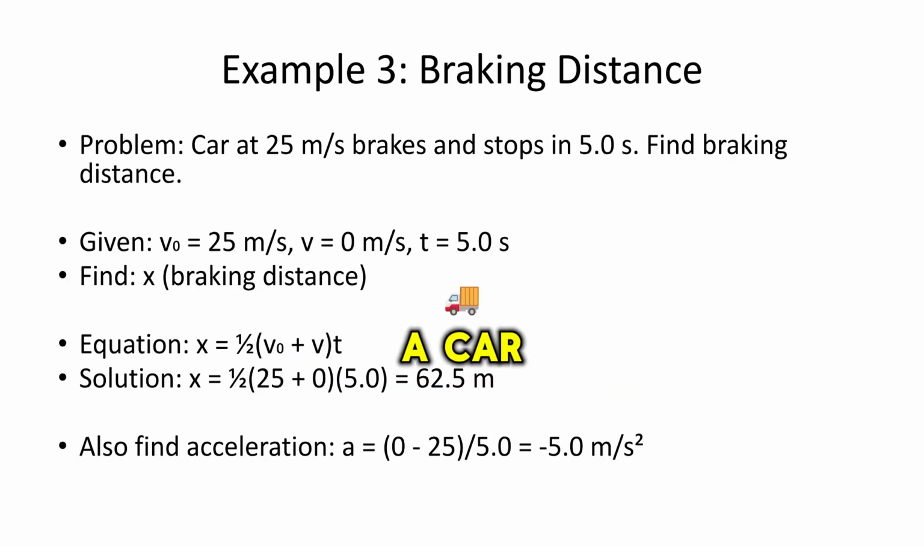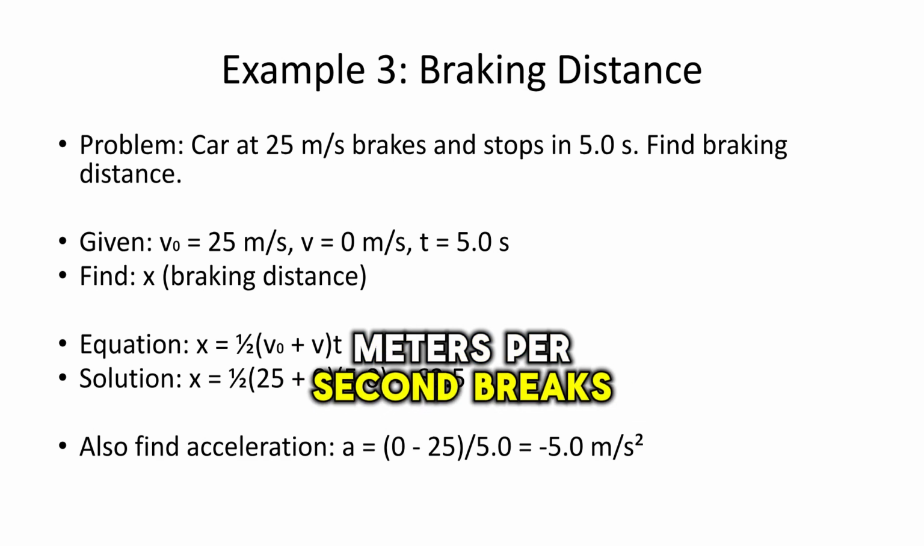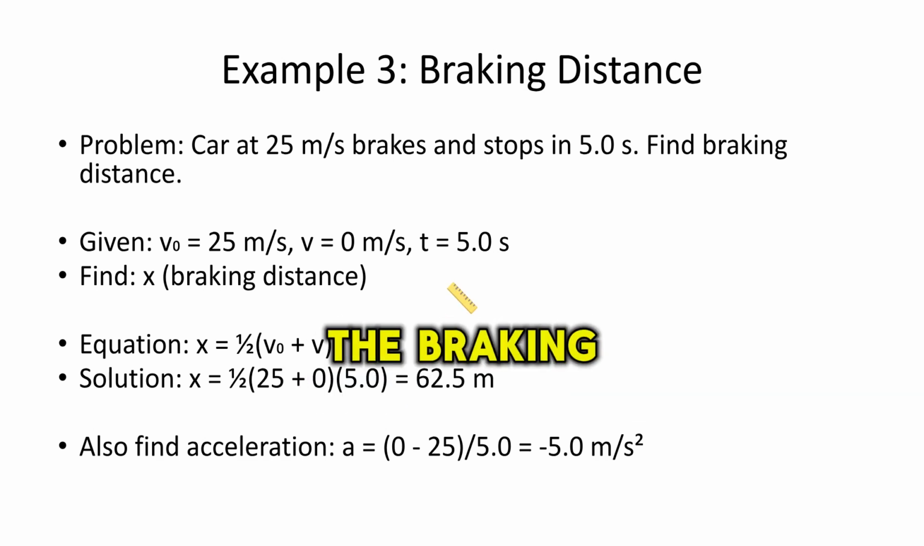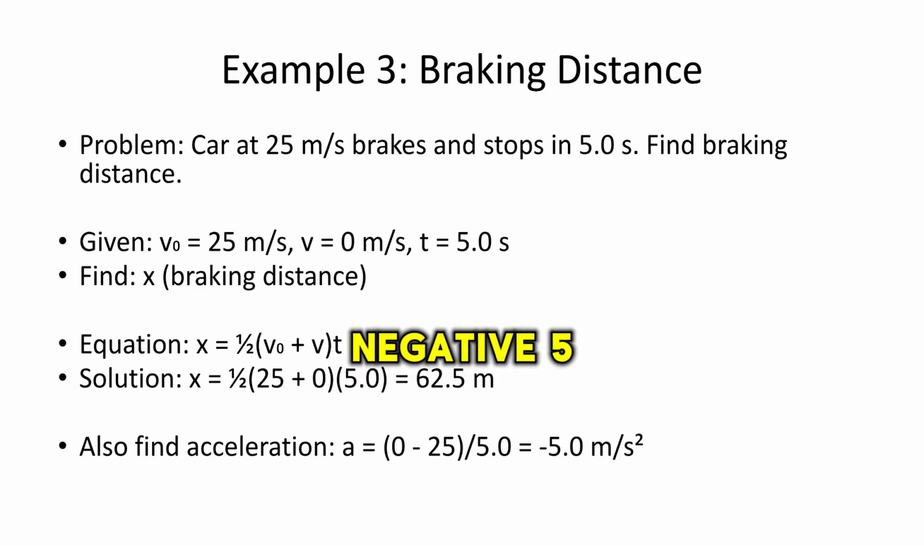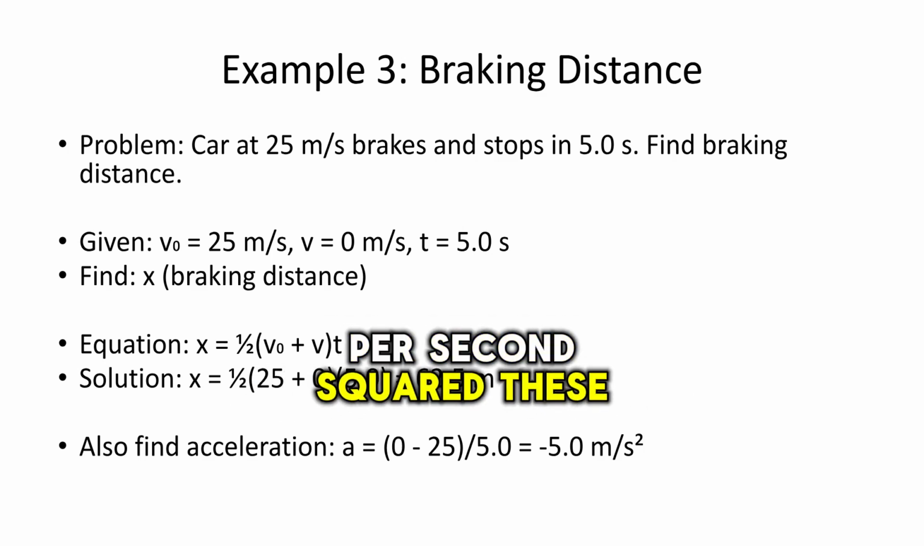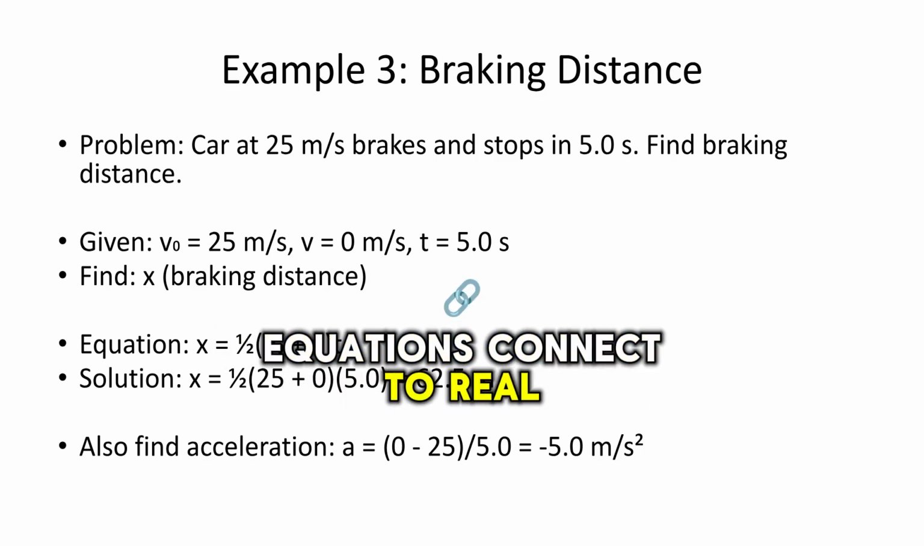Another example, a car traveling 25 meters per second brakes to a stop in 5 seconds. The braking distance comes out to 62.5 meters, with an acceleration of -5 meters per second squared. These examples show how the equations connect to real motion.